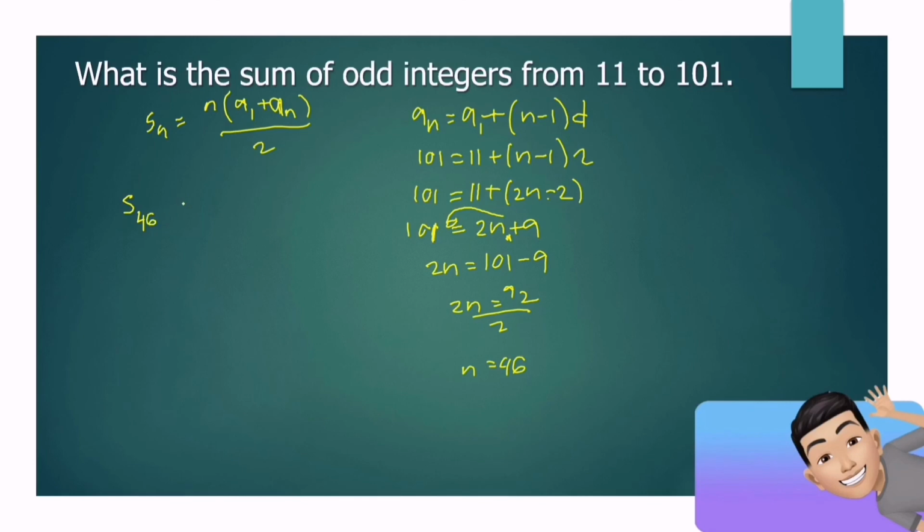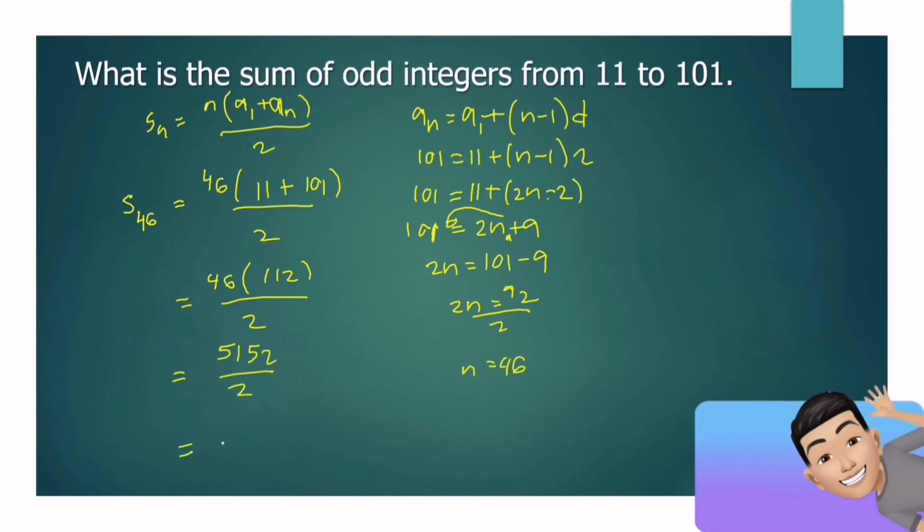Which is 46. So S of 46 equals to 46 times 11 plus 101 divided by 2. So 46 times 101 plus 11, edi 112 divided by 2. So, ano yan? Magiging 5,152 divided by 2, which is 2,576. Check nyo yan kung may calcul kayo. So, pwede rin naman manual. Okay, that's it.